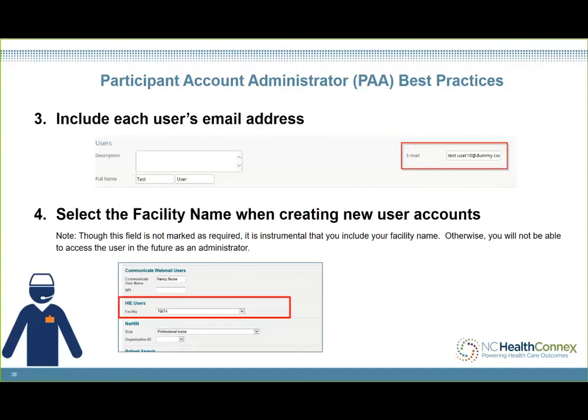Also, include each user's email address and then select the facility name when creating new user accounts. It's best that you enter as much information as you can. You will not be able to bring up a view of all your users if you do not add the facility name, and you will not be able to add it later. Do this when you first set up the account. The example shown is a number. However, in most cases, it will be the full name of your facility.